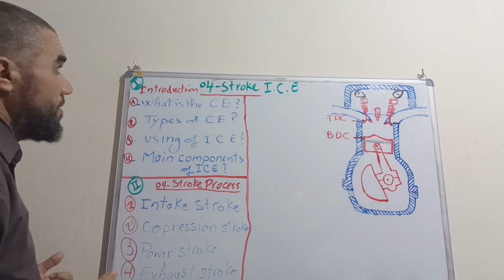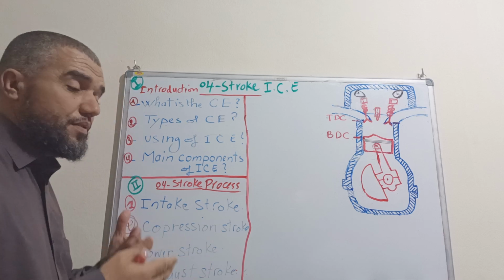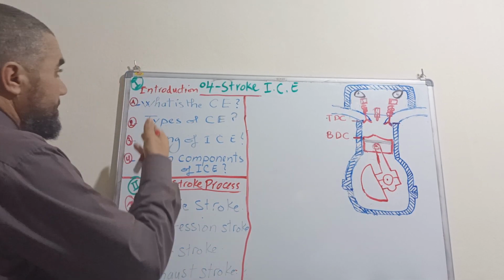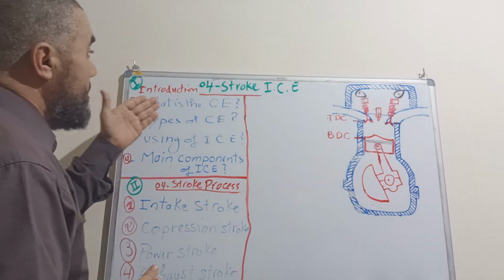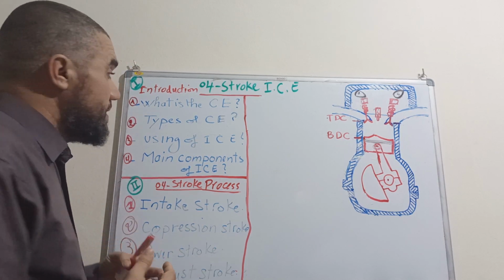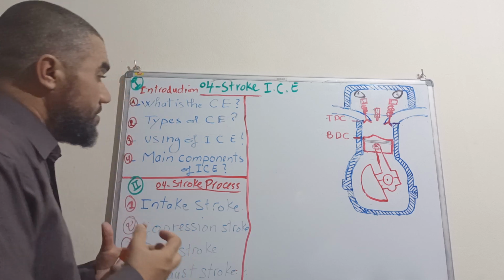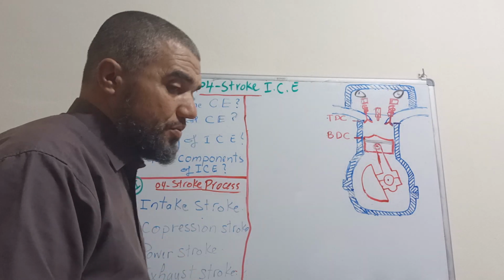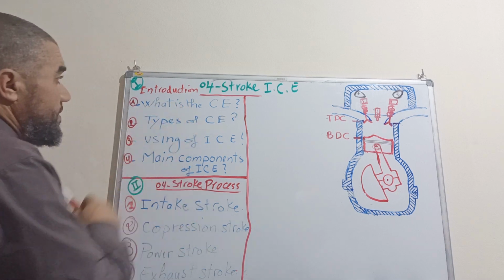Today I'm going to talk about the four-stroke internal combustion engine process. Before we start this presentation of the four-stroke process, let me show you this introduction, the points related to this topic. The first one is the definition of the combustion engine. The second one, the types of combustion engine. The third one, the uses of internal combustion engine. And the last one, the main components of internal combustion engine. Let's get started.